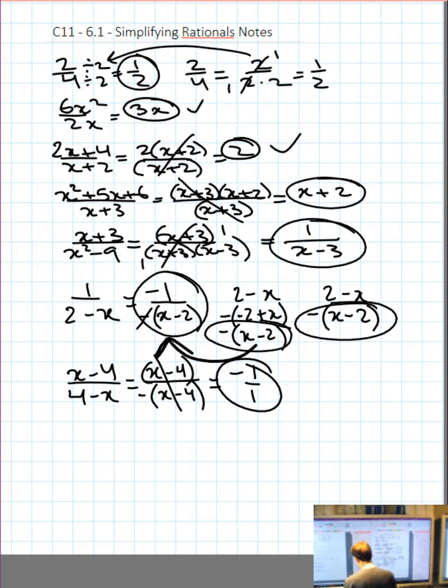Okay, so that's simplifying rationals. If you have difficulty with any of this stuff, go back and study your grade 8 fractions, your grade 9 and 10 polynomials, etc.